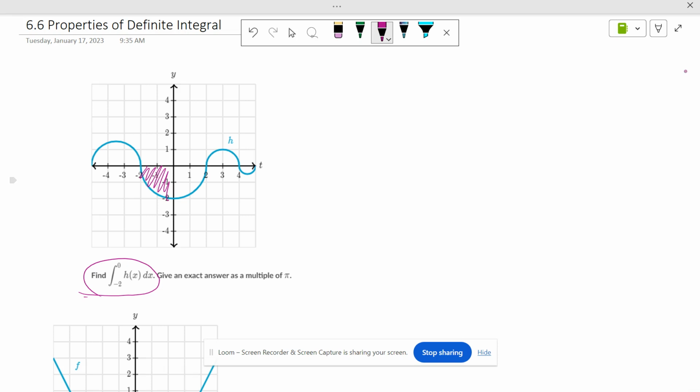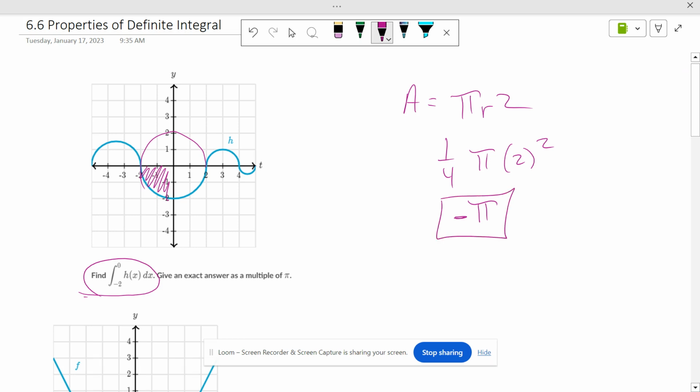So we have to find the area of this circle. Well, how do you find the area of a circle? The area of a circle is pi r squared, right? That's for a whole circle. How much of a circle do I have? 1/4 of a circle. Okay? 1/4 of a circle, because here's the circle. You have 1/4 of it represented by that area. So it's 1/4 pi, and the radius is 2. So it is pi, and so this would be negative pi. That representation right there would be a negative pi.